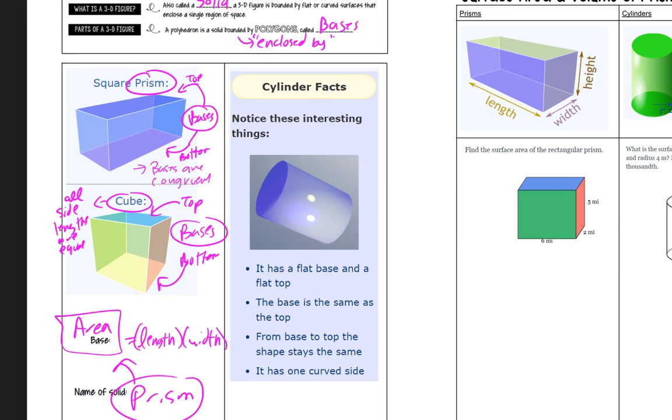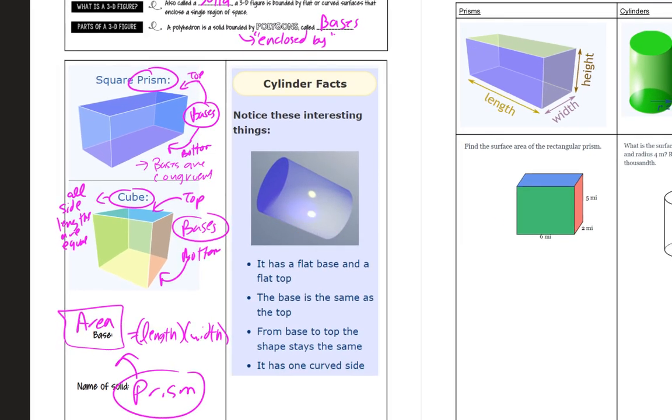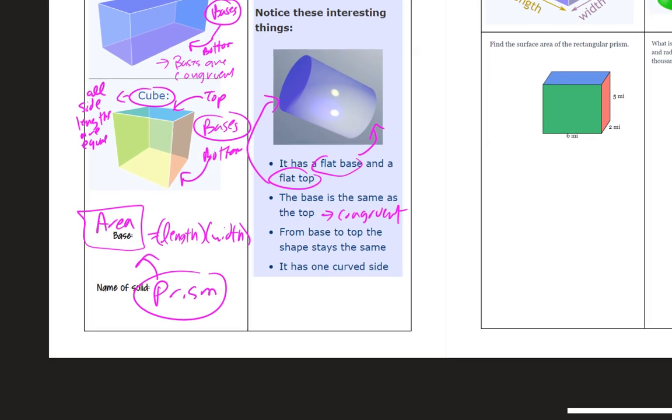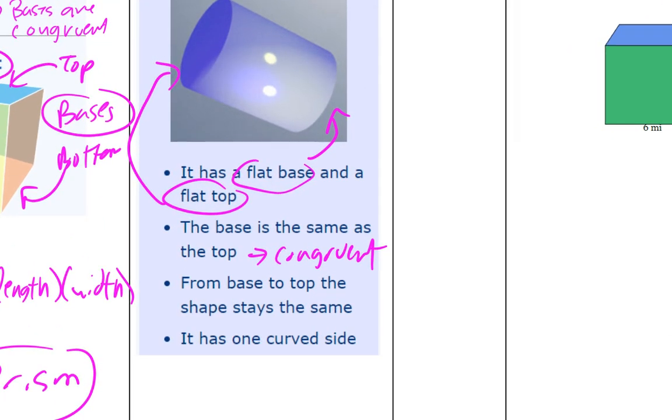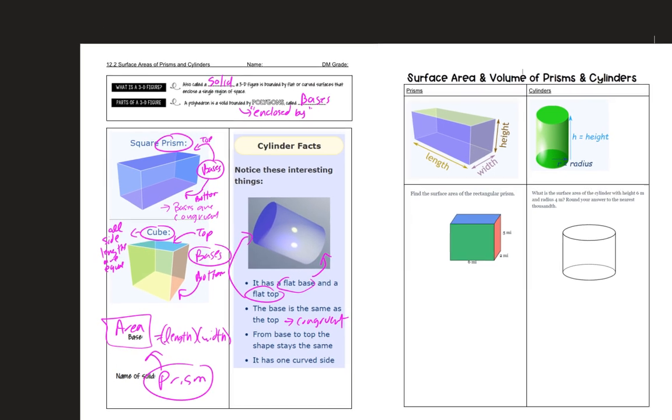All right, so then on a cylinder, I know you practiced a cylinder. So a cylinder looks like this. These are some things about a cylinder. It has a flat base and a flat top. This is the base, and this is the top, but either one is called a base because they're both the same. We would say that is congruent. Congruent means same shape, same size. From base to top, the shape stays the same. So this keeps the same width from top to bottom, the circle's the same. It has one curved side. All right, so that's a cylinder.